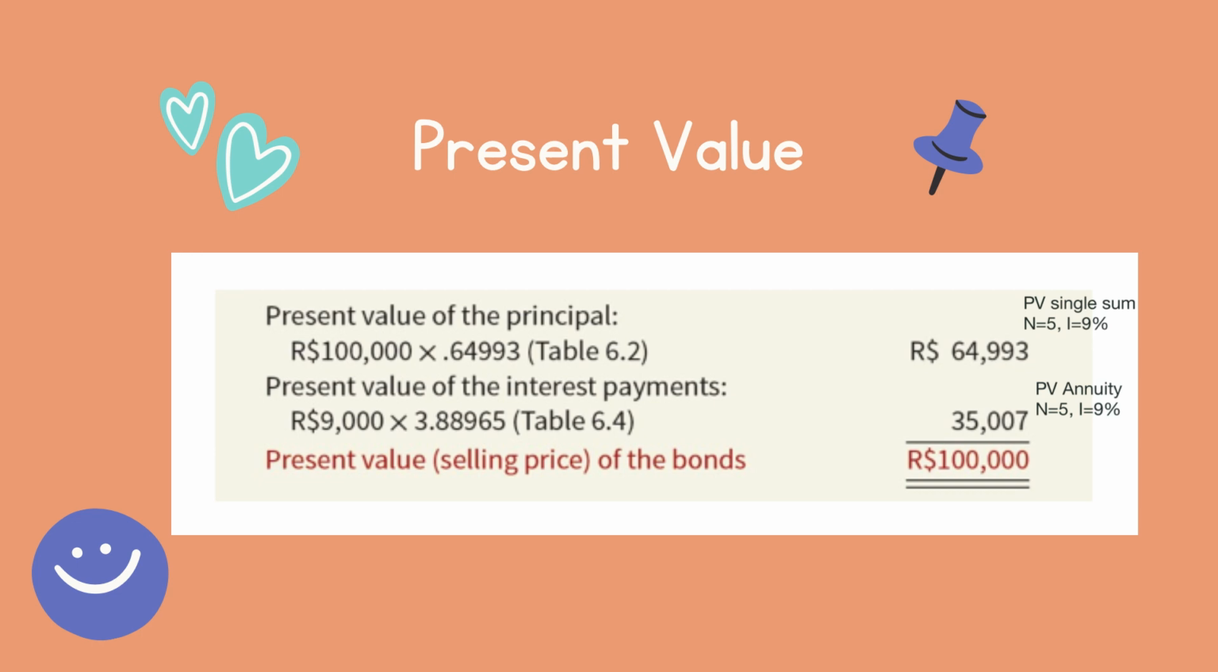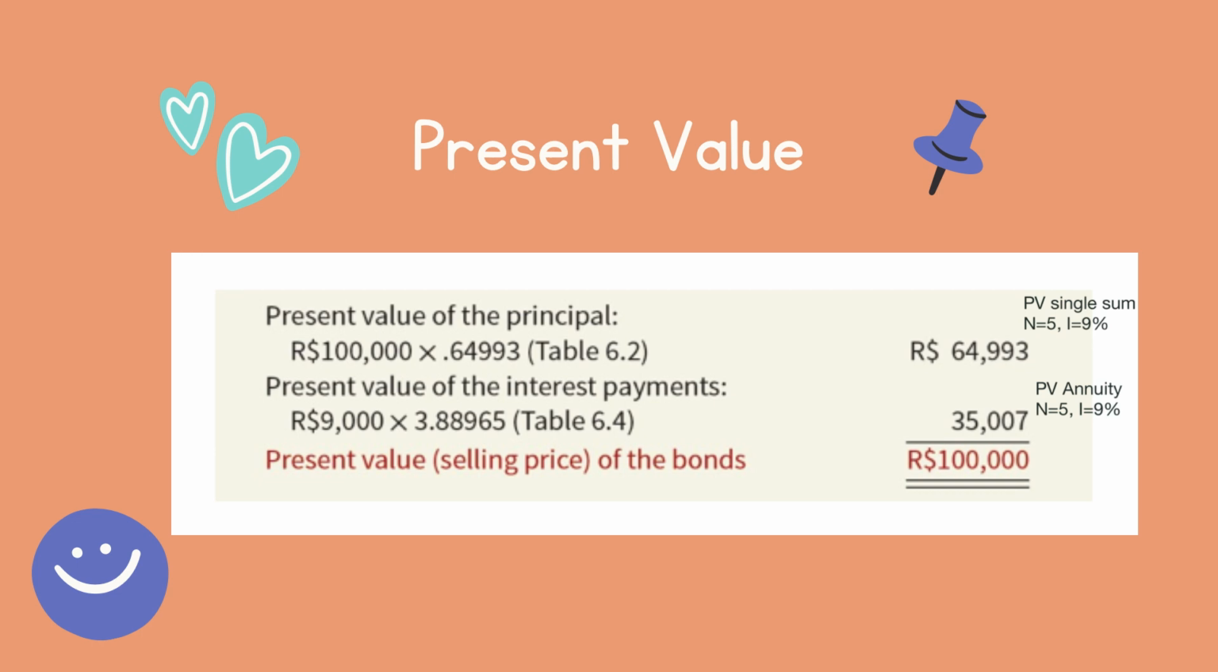So we're gonna go to the table, to the present value single sum table. I'm gonna go to n 5, I 9%, which is the market rate, and I will get the factor, which is 0.64993, and we're gonna multiply it with 100,000, so we're gonna get 64,993. Okay, so this is the first part. Again, you need to calculate the present value for all the cash outflows. This is one of them.